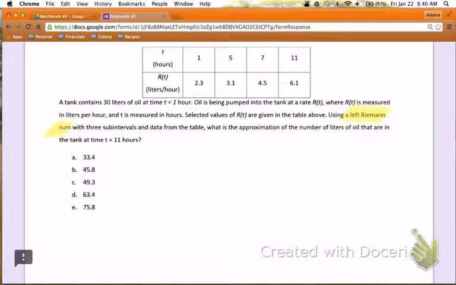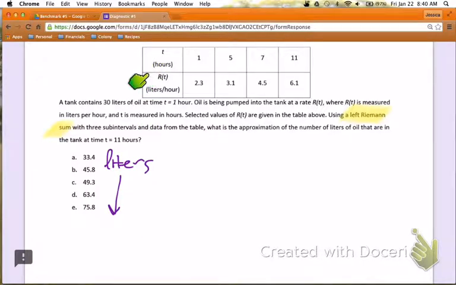First of all, let's look at what the question is asking. What is the approximation of the number of liters of oil that are in the tank at time equals 11 hours? So my final answer should be in liters, because they want to know how many liters are in the tank. Say you got this question randomly on a final or on an AP test, and you're trying to figure out what to do. First of all, notice that we're looking for an approximation of the number of liters. And then I'm looking at what information is given to me.